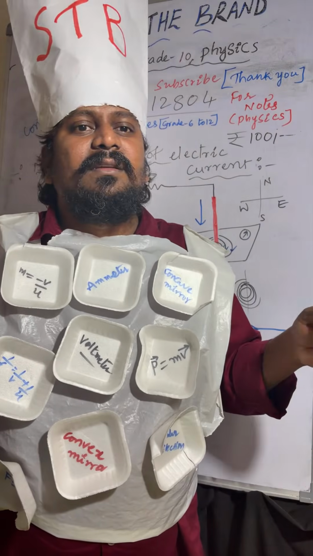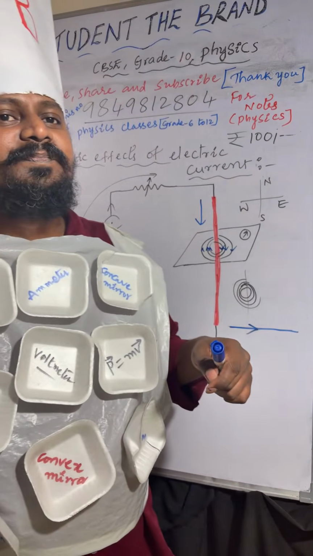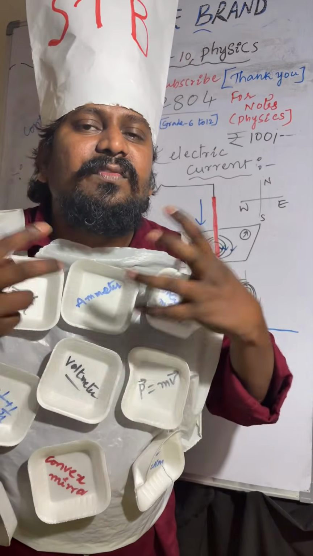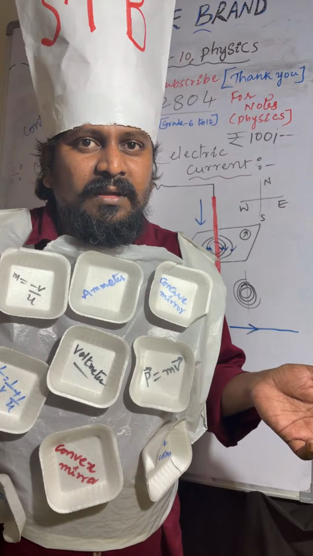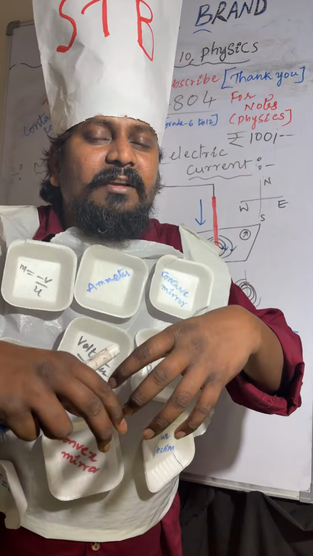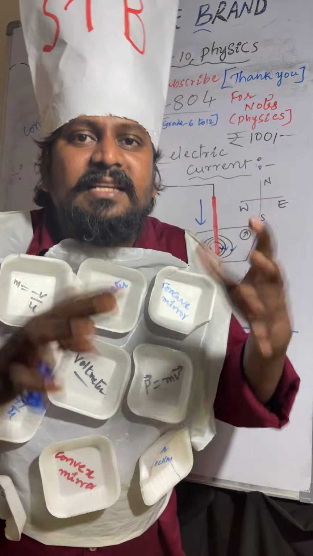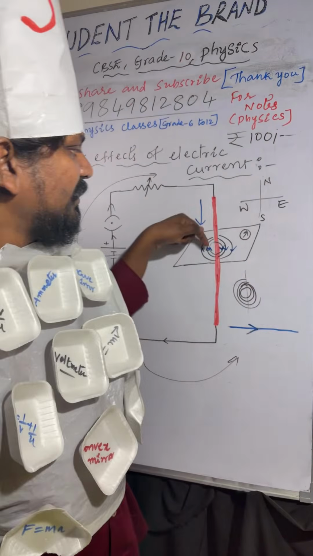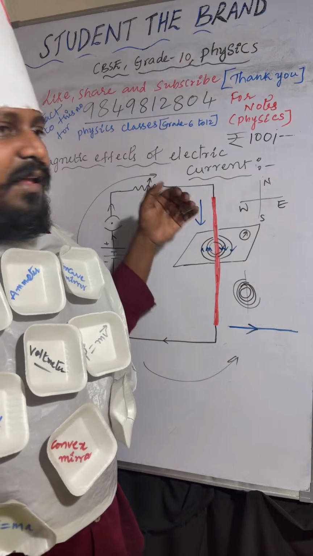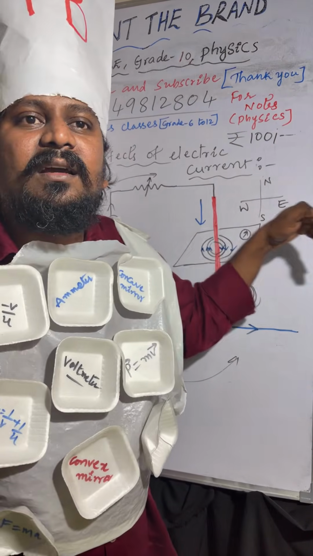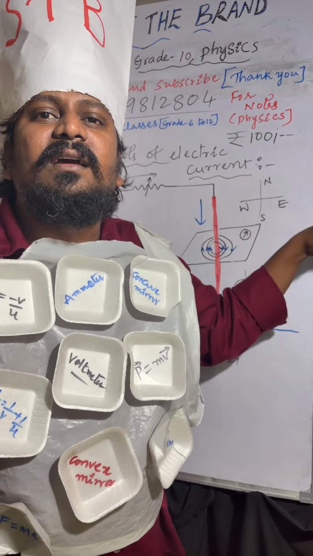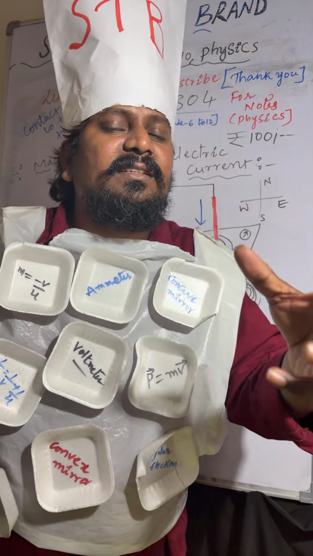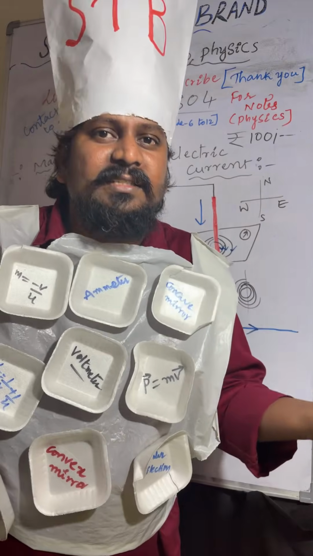Point number 1. Coming to point number 2, near the current carrying conductor, the magnetic field will be more. That too, the magnetic field will be in the form of concentric circles, like rings. And if you move away from the current carrying conductor, the magnetic field decreases. Automatically it is decreasing.